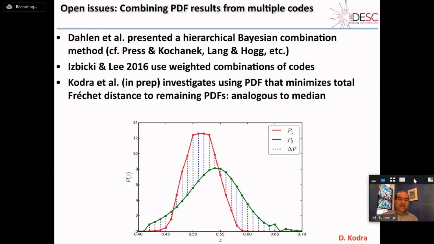So we have two different PDFs, the red and green curve. And we can add up the distance in the y direction between the two curves over all redshifts. We could just sum up the absolute values or sum the squares to get a distance between them. And so two curves that are very similar to each other will have a very small Fréchet distance. If they're very different from each other, they'll have a large Fréchet distance. So if we choose out of a set of PDFs the PDF that has the smallest Fréchet distance from all the others, that's analogous to choosing the median out of a set of numbers. The median of a set of numbers minimizes the sum of the absolute values of the difference between that number and the others in an array. Here, we minimize the Fréchet distance between curves.